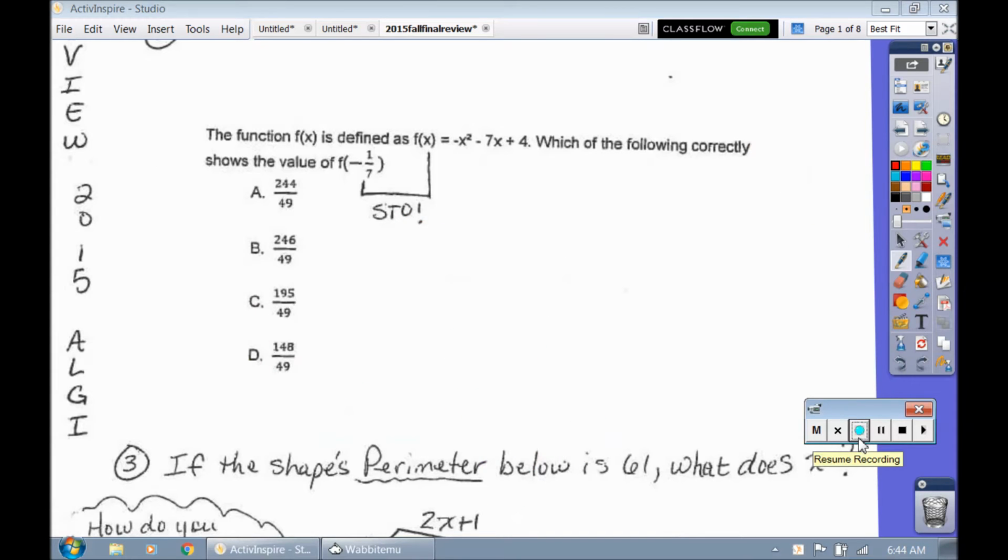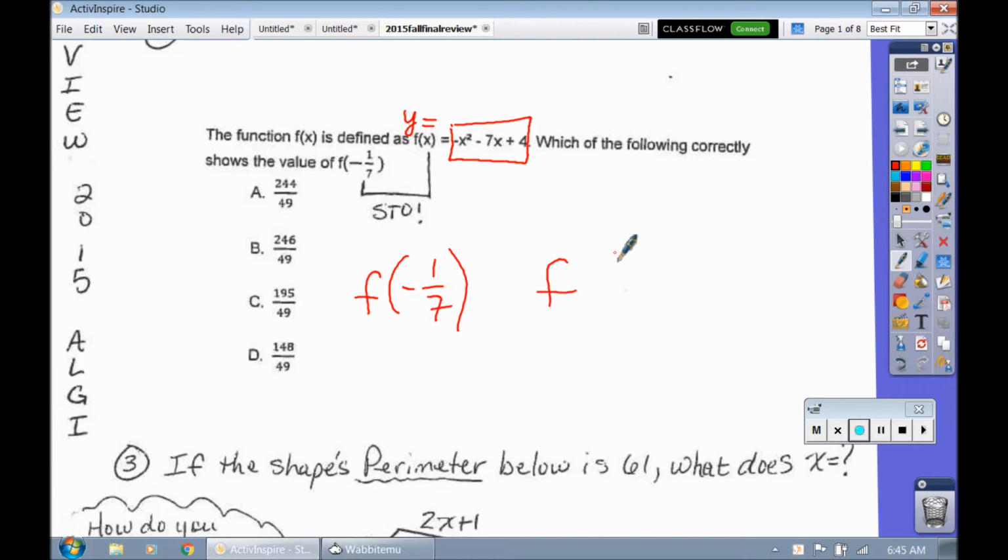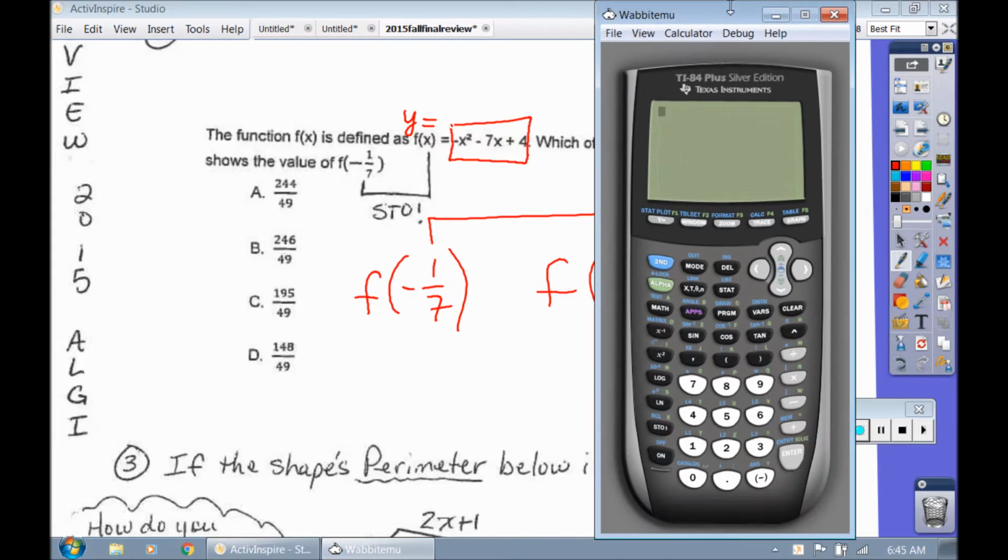F of x is defined as, and they give you this equation. We can rewrite f of x as y equals. Which of the following correctly shows the value of f of -1/7? That is just a fancy way of telling you that x equals -1/7 in this problem. They want you to evaluate what would be the answer if we plug -1/7 into the equation.